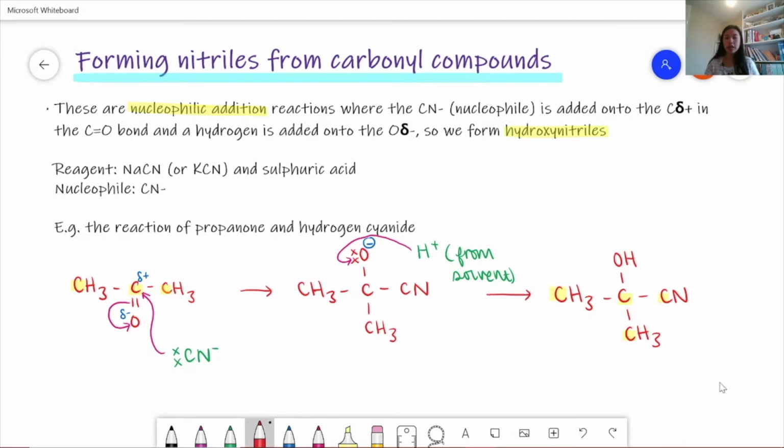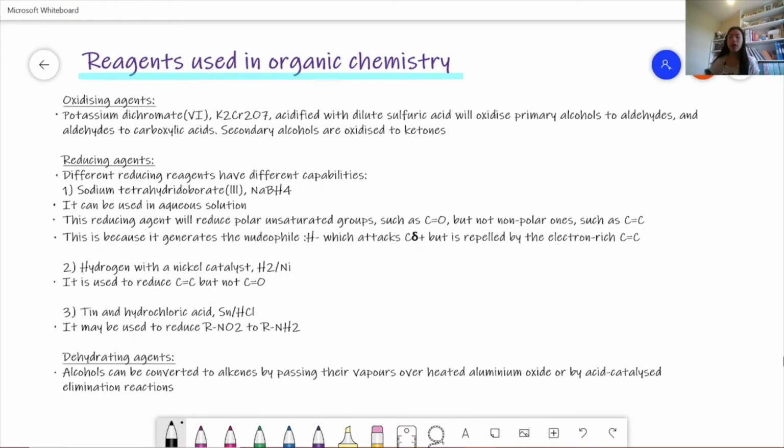And the overall equation is this propanone, so CH3COCH3, reacts with HCN to form CH3COH(CN)CH3. Now we're going to have a look at reagents used in organic chemistry.